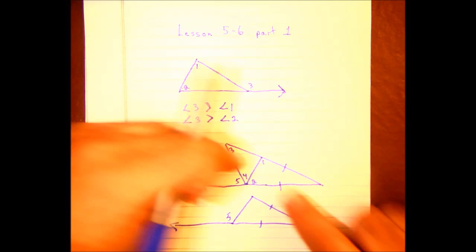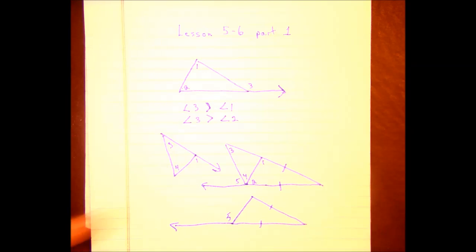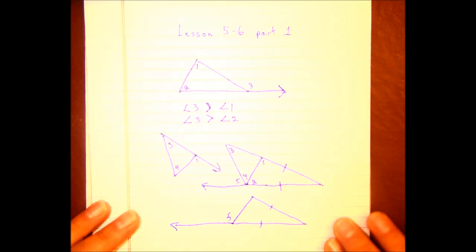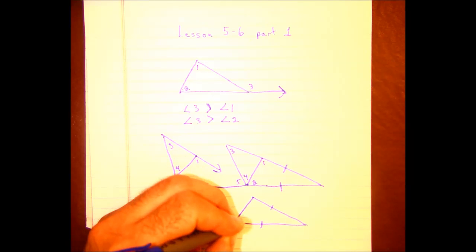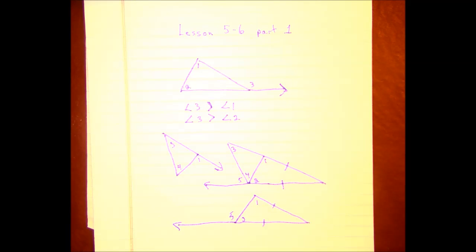Notice, you can see I separated the picture. See how that comes apart? Slid 1 down, slid 1 over. These are the things that you have to be able to do. Okay, so 5 is an exterior angle to 3 and 1.